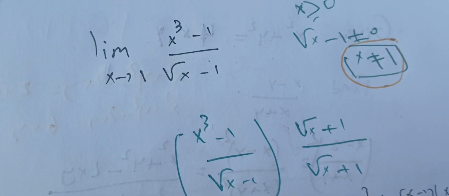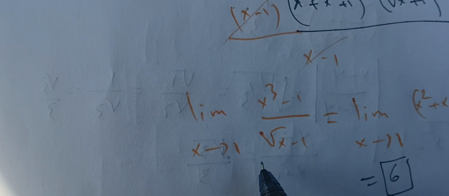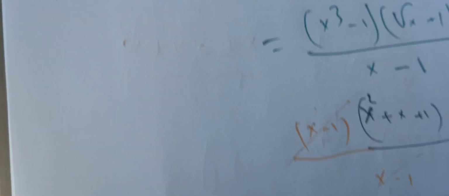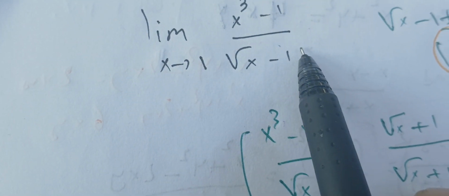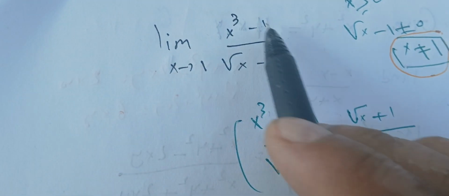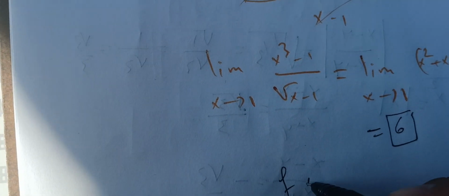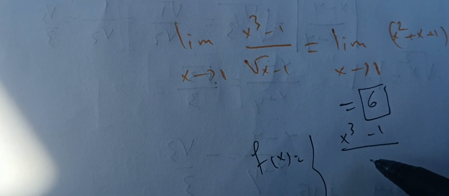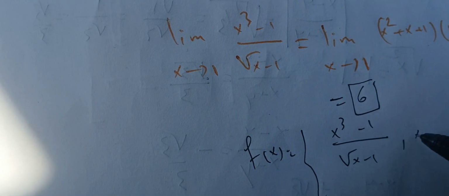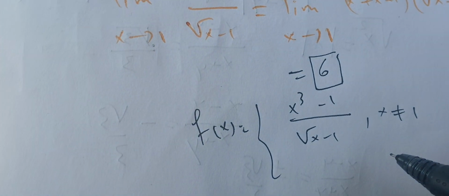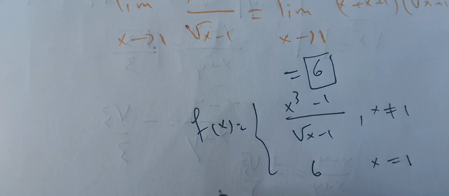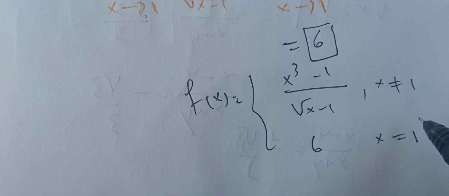We can remove it because we have a limit here. So there is a limit that we reach when we get to 1. So we can say that we can remove this discontinuity at this point 1 by redefining this function. So f of x is going to be x cubed minus 1 over the square root of x minus 1 when x is not 1, but it's 6 if x is 1. So we don't have a problem anymore at 1.